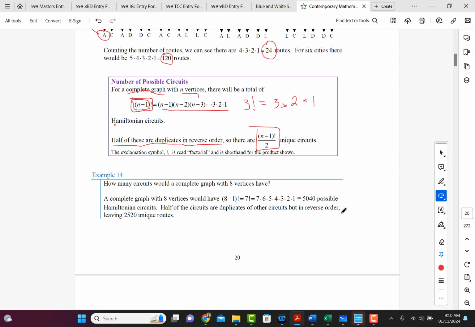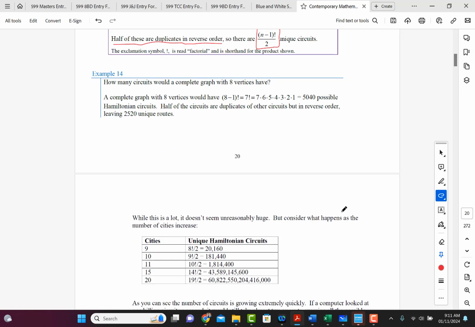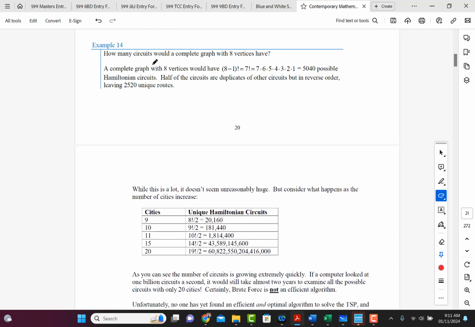Okay, so let's look at this. Example 14. It says, how many circuits would a complete graph with 8 vertices have? Well, if we use again the formula 8 minus 1 factorial, okay, what do we get? Well, that's 7 factorial, which is equal to 5,040 possible Hamiltonian circuits, but half of these are going to be duplicates.